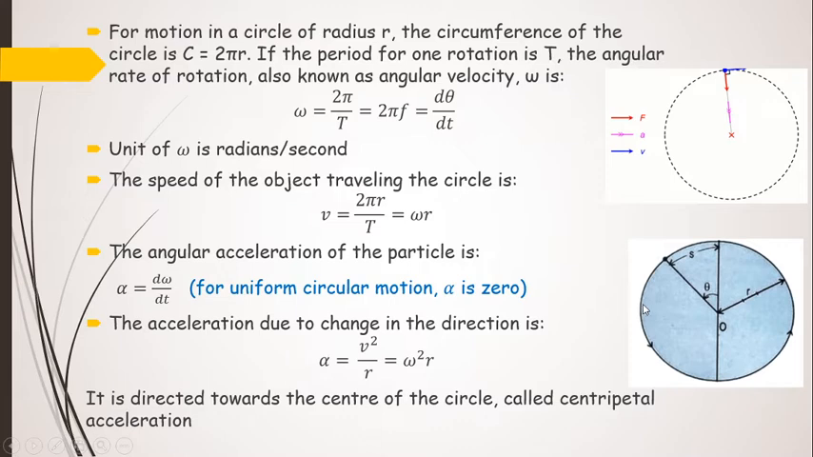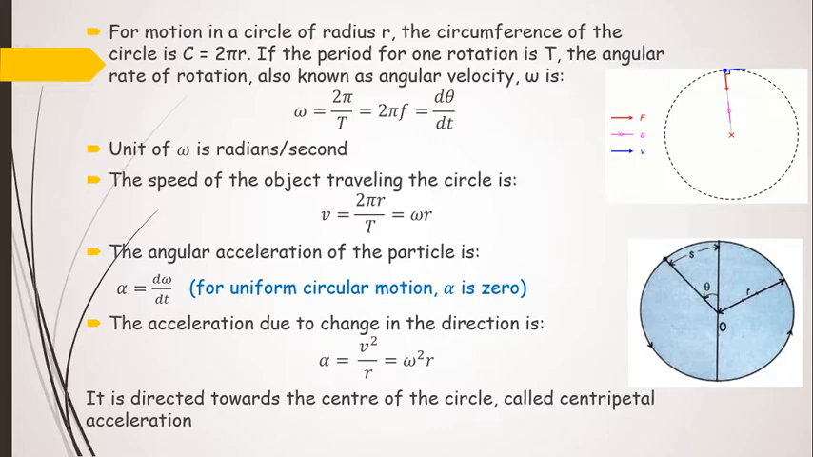of the circle. The period for one rotation, that is capital T, is defined as the time taken by the particle performing uniform circular motion to complete one revolution, and is called the periodic time or capital T. The angular rate of rotation, which is called angular velocity, is defined as the time rate of change of angular displacement, which is equal to theta.